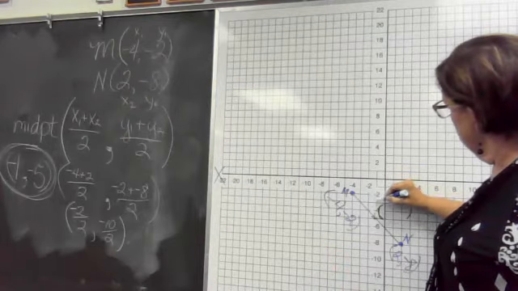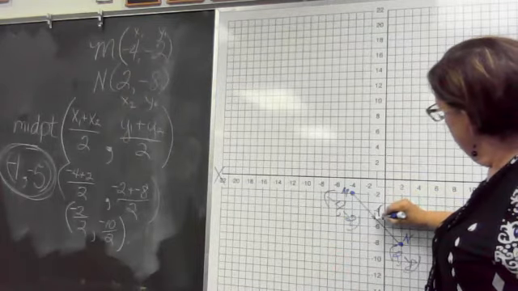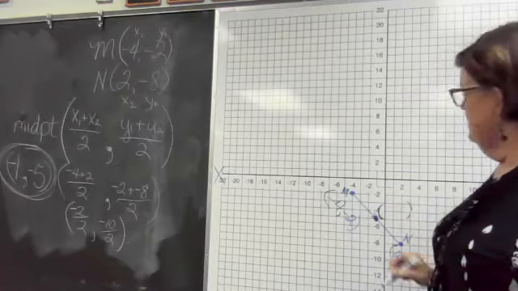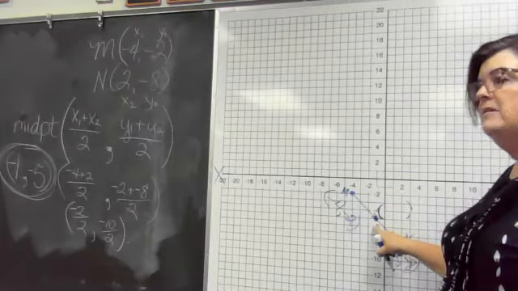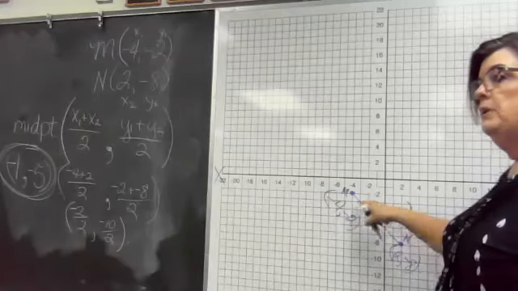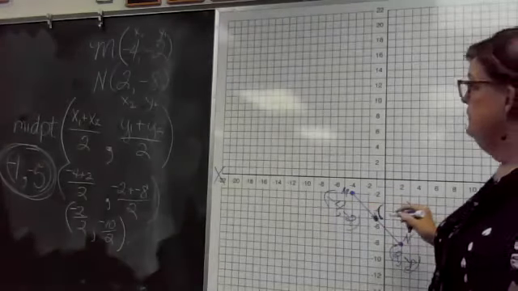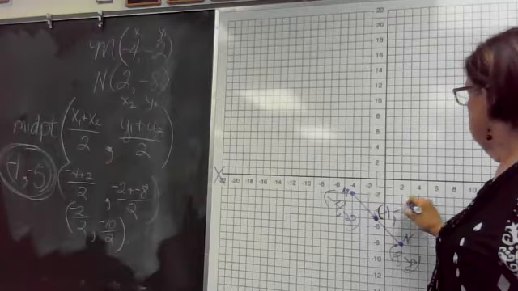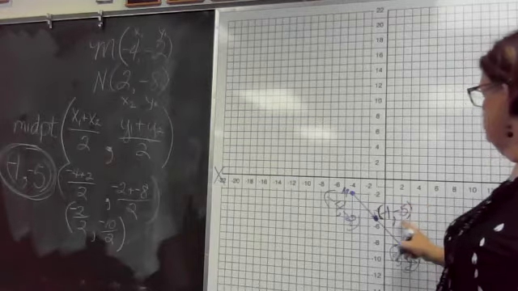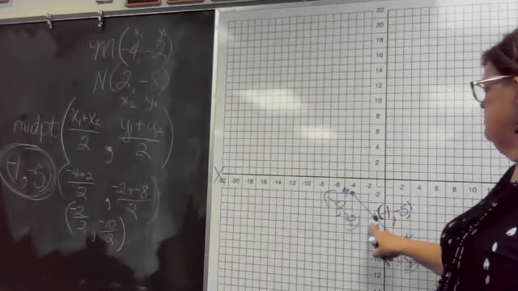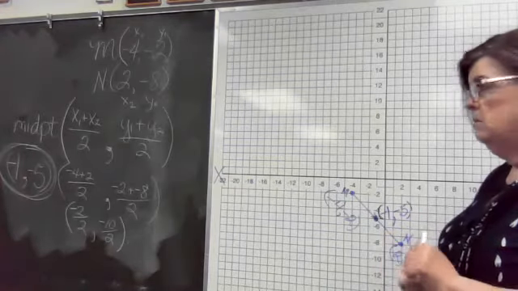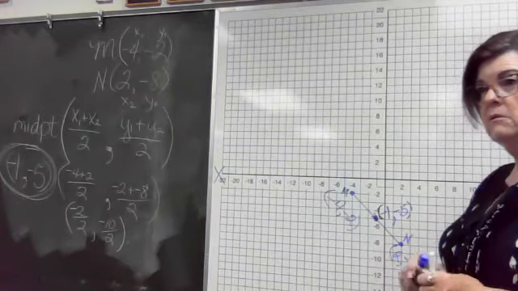-5. 1, 2, 3, 4, 5. And that is the exact midpoint between these two endpoints. It's -1 and -5, the address or the coordinates of the midpoint of this segment. How do y'all feel?